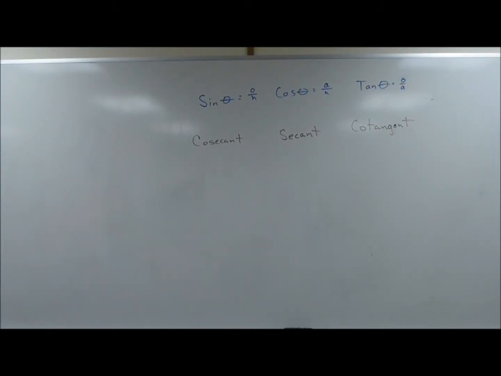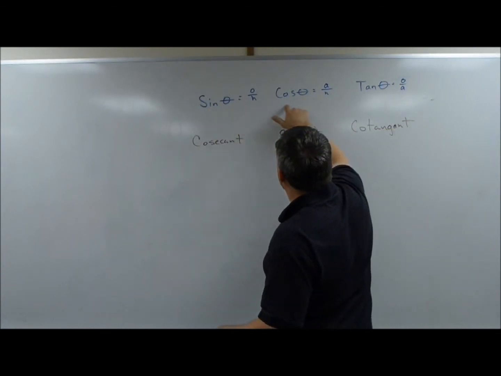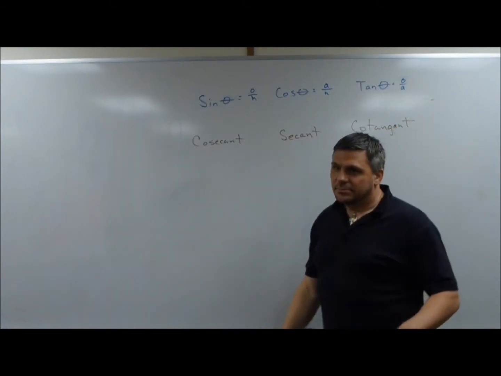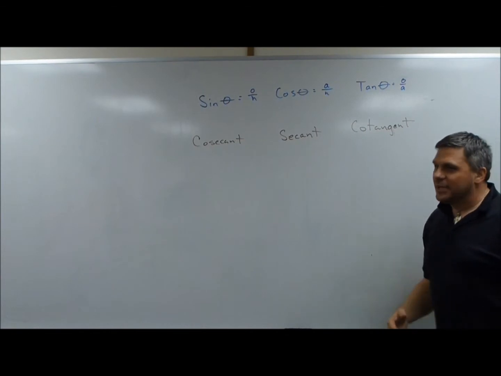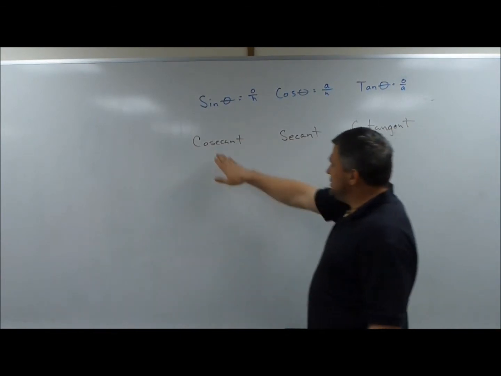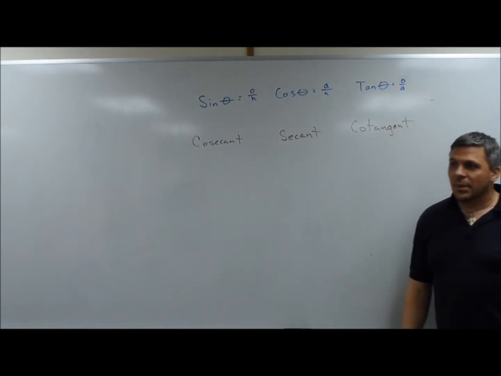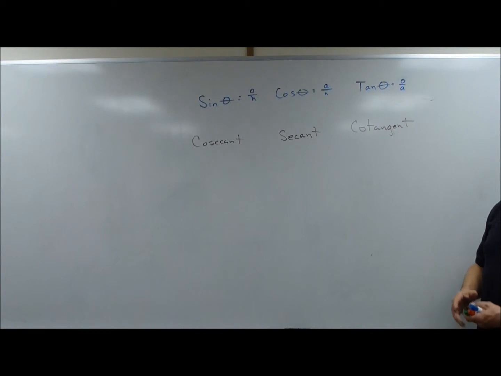All right, the rest of our trig functions. We have 6 trig functions. These are our basic 3: sine, cosine, tangent. Then we have some that aren't on your calculator but we use quite often: cosecant, secant, cotangent.